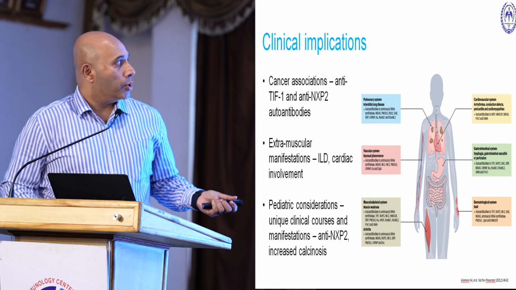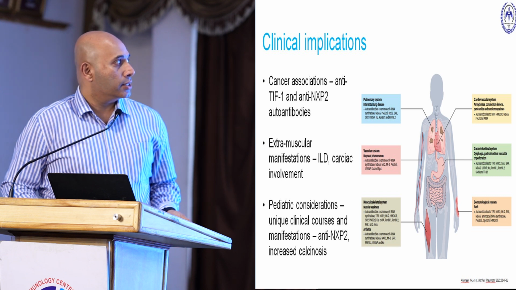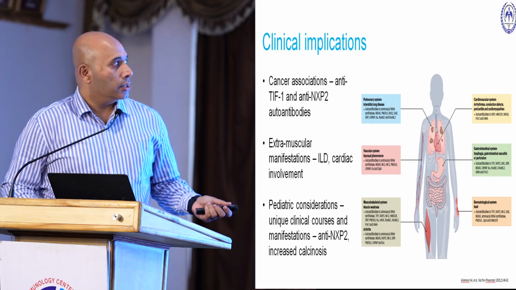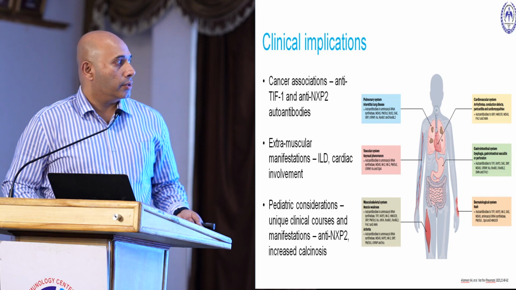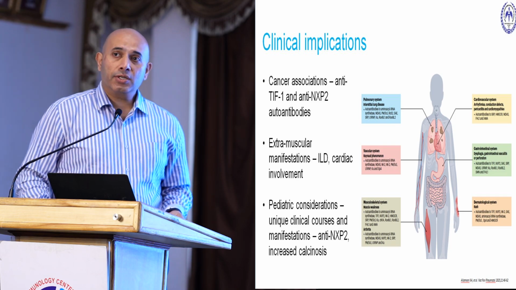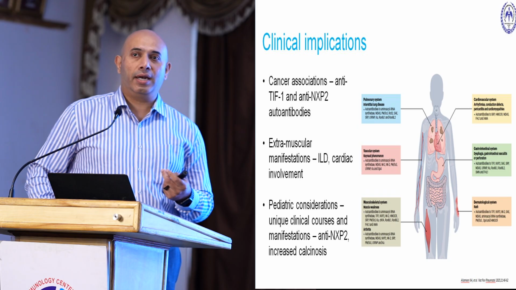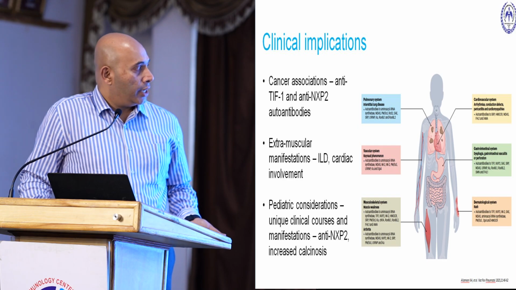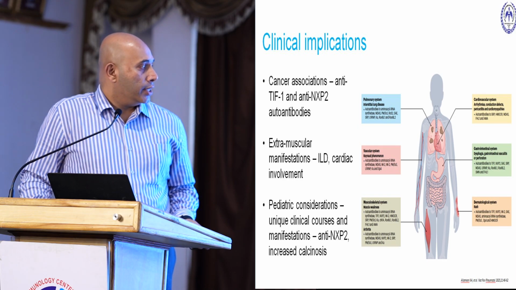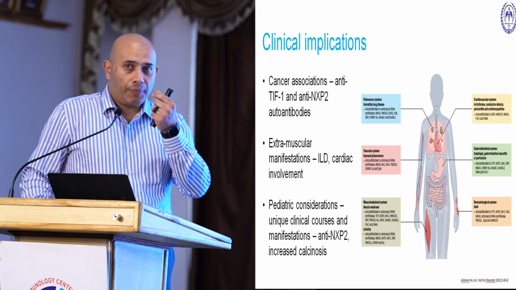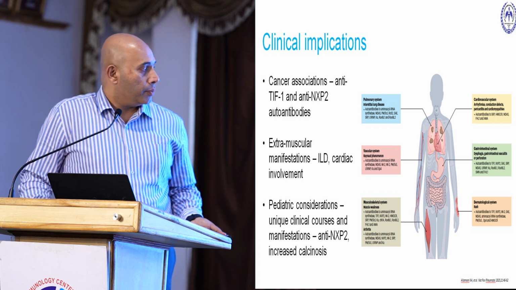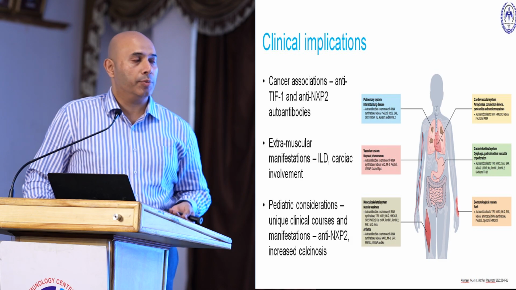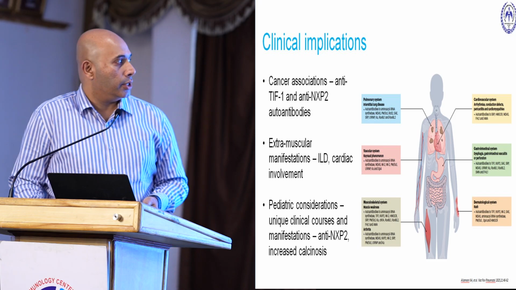As I said, these are the two antibodies, TIF1 gamma and anti-NXP2, which are the cancer-associated, and each system has a definite antibody predilection for each of these phenotypes of the disease itself. Extramuscular, we have ILD, which is, again, a big part of rheumatic diseases, as we know, with each of these antibodies. Cardiac involvement and ILD are the most important things. Pediatric considerations, I would just leave for the next talk, because I'm sure the next speaker will be dealing with the pediatric, which seems to be a little different, at least in terms of the cancer-associated antibodies for pediatrics and in adults, as we know for today.